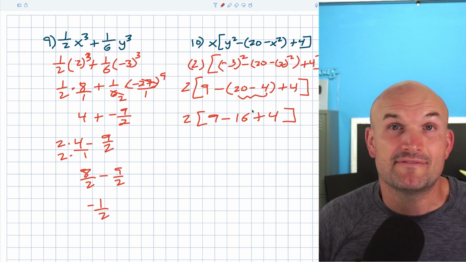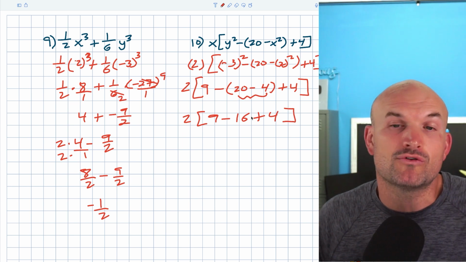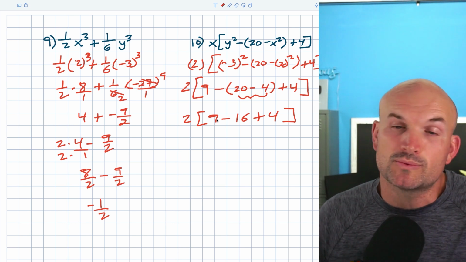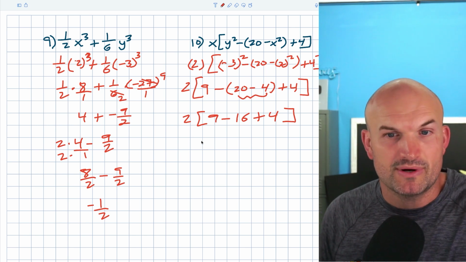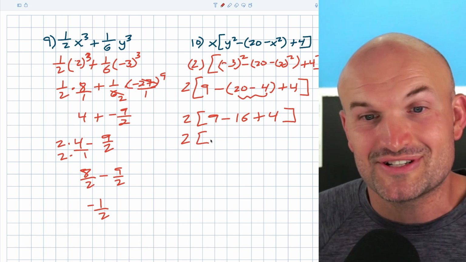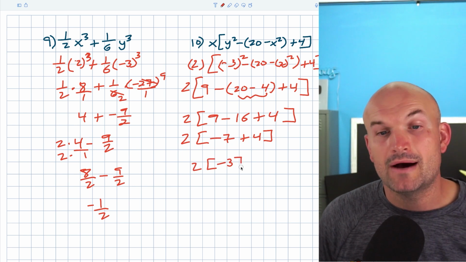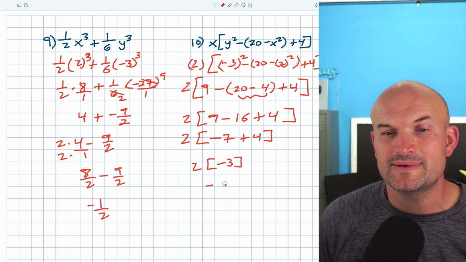And now you can see I have multiple addition and subtraction. Just make sure you go from left to right. Whenever you have multiple operations that are the same, like addition and subtraction or multiplication and division, just make sure you're going from left to right. So what I'm going to do here is 9 minus 16, which is -7, plus 4. And -7 plus 4 is going to be -3. Now I can multiply 2 times -3, which is going to be -6.